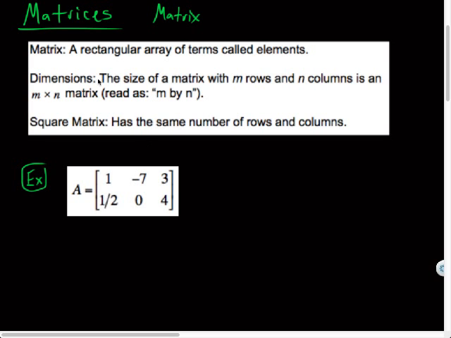And it says the dimensions of a matrix. The size of a matrix with m rows and n columns is m by n. That's how it's read, m by n. So question, how many rows does this have? 2. Right, so the rows are the horizontal. And how many columns does it have? 3. Right, so 3 columns.